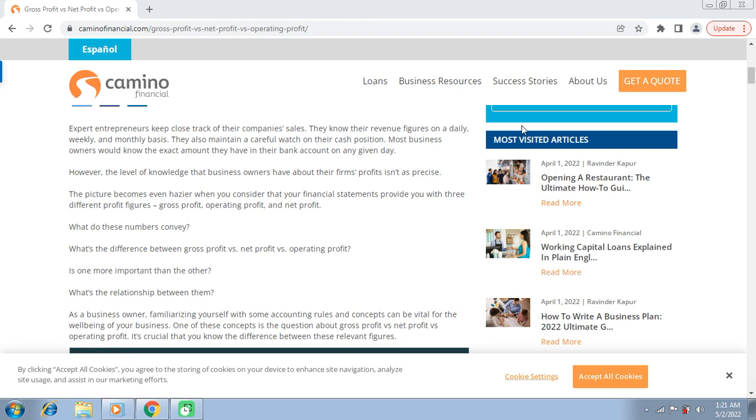Expert entrepreneurs keep close track of their company sales. They know their revenue figures on a daily, weekly and monthly basis. They also maintain a careful watch on their cash position. Most business owners would know the exact amount they have in their bank account on any given day. However, the level of knowledge that business owners have about their firm's profits is not as precise.